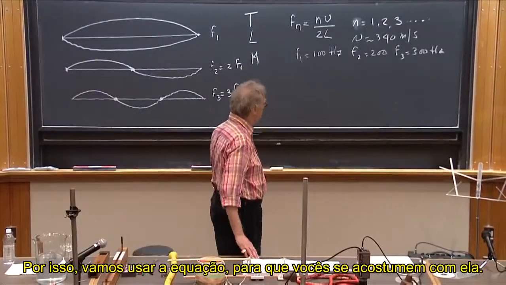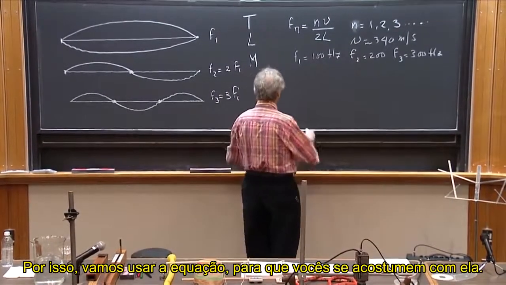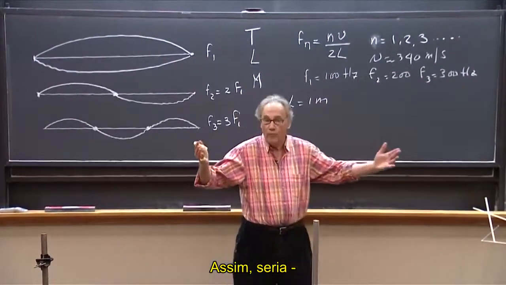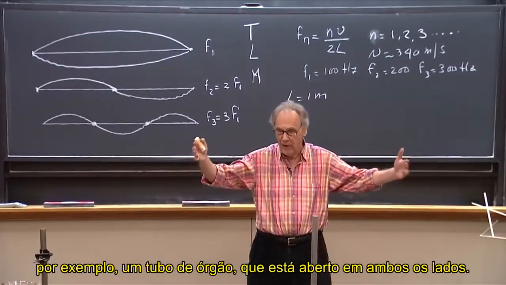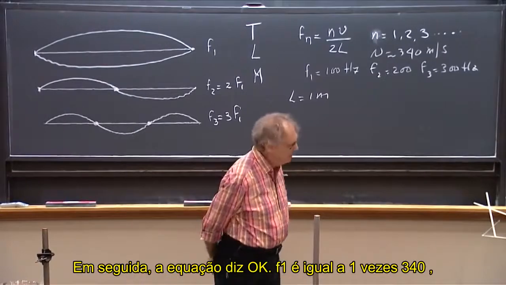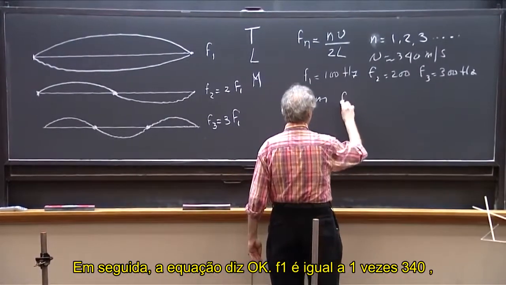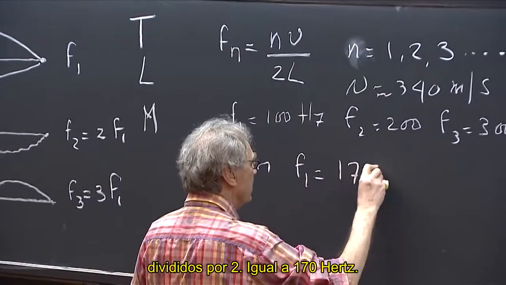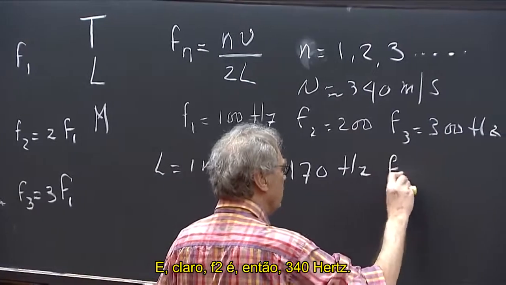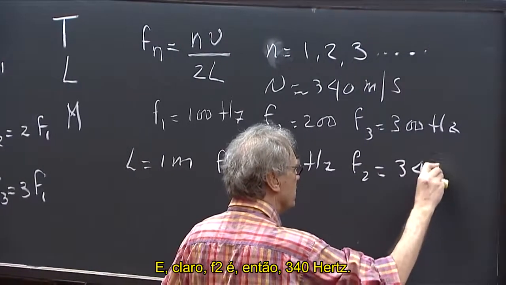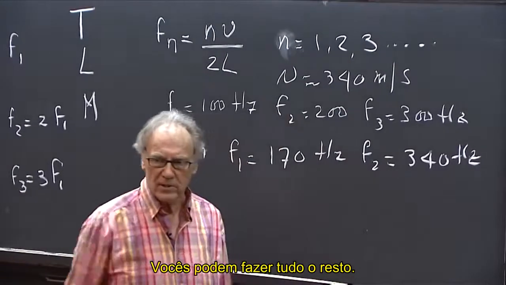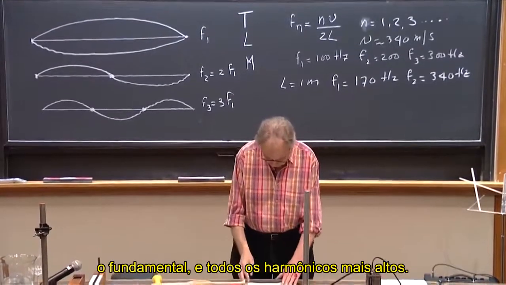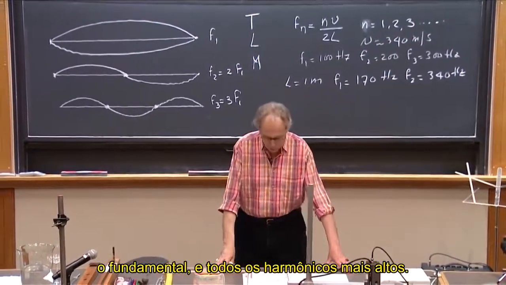So let us use the equation so that you get used to it. Let's take L equals 1 meter. That would be, for instance, an organ pipe, which is open on both sides. L is 1 meter. Then the equation says F1 equals 1 times 340 divided by 2, which is 170 hertz. And of course, F2 is then 340 hertz, and so on. You can do all the rest. So it's very easy, once you know the dimension, to predict the fundamental and all the higher harmonics.